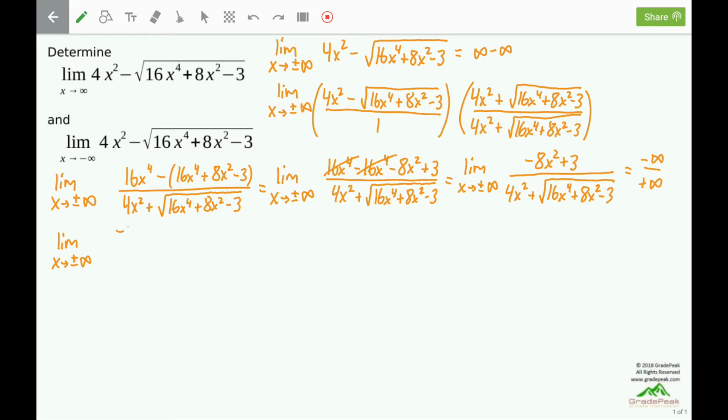In the numerator, each term can be put over x squared. In the denominator, the first term can be put over x squared, and the entire square root can be put over x squared.